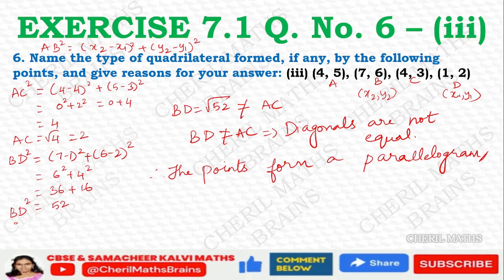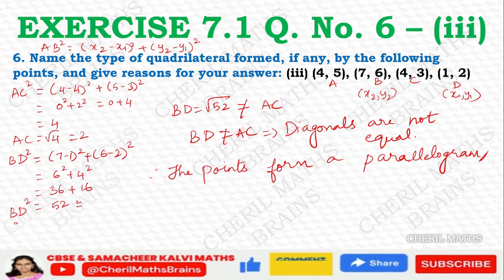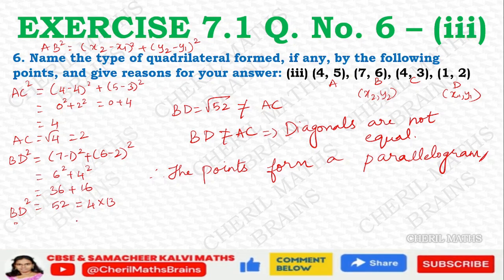Is it clear, children? Since it is not a perfect square, I have not solved it directly. If not, you can still solve it by telling 52 is going to be what? You can divide it by 4, and then you can write it as 4 into 13. Even if you do it that way, the square root of 52 will be 2 root 13. So even that way you can do, but that is not needed.